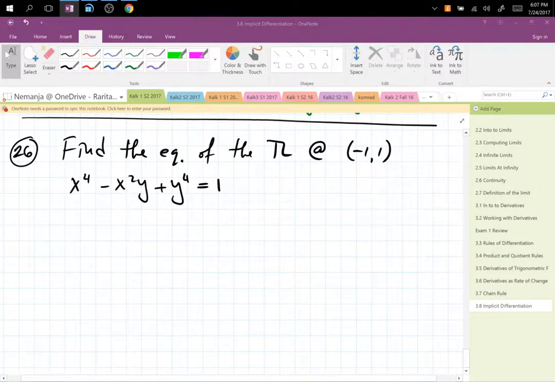How's this going? We have the tangent line. Yep. Y equals what? Two-thirds x.